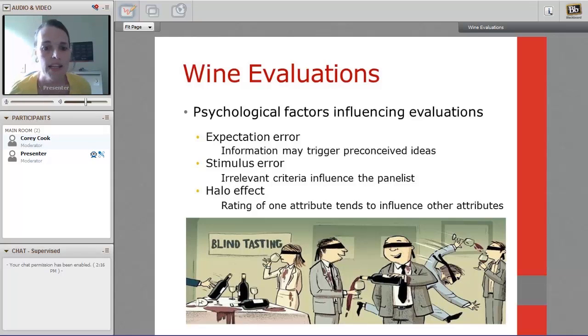And then finally, we have the halo effect, which is that the rating of one attribute tends to influence other attributes. If you really like the color of a wine, there's a greater likelihood that you're really going to like the aroma, and that you're really going to like the flavor. So the halo effect is that the rating of one attribute tends to influence how much we like the other attributes of that wine.